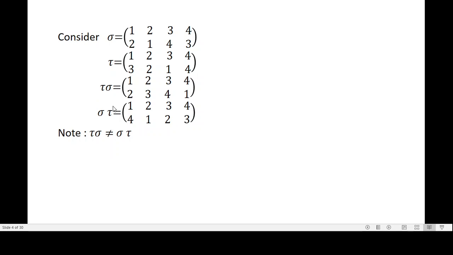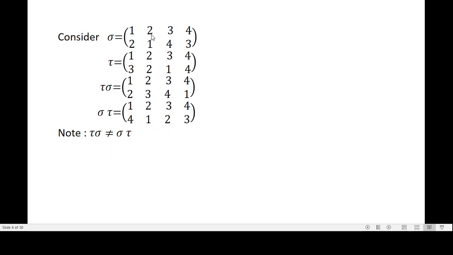Let me explain again. See tau sigma. So first consider the elements under sigma. Image of 1 under sigma is equal to 2. What is the image of 2 under tau? It is 2. Therefore image of 1 is equal to 2 under tau sigma. Okay, so 1 goes to 2.